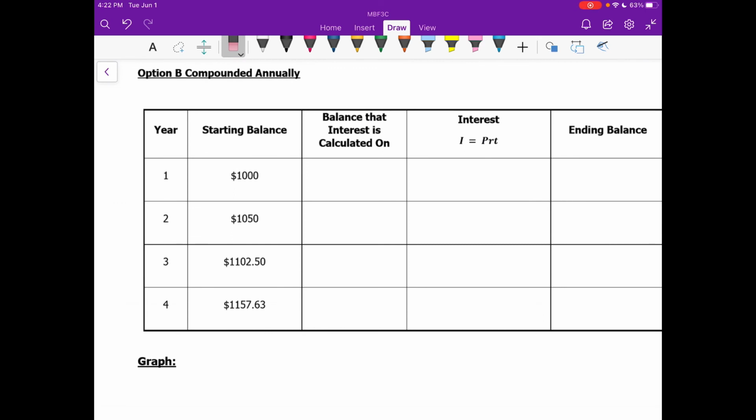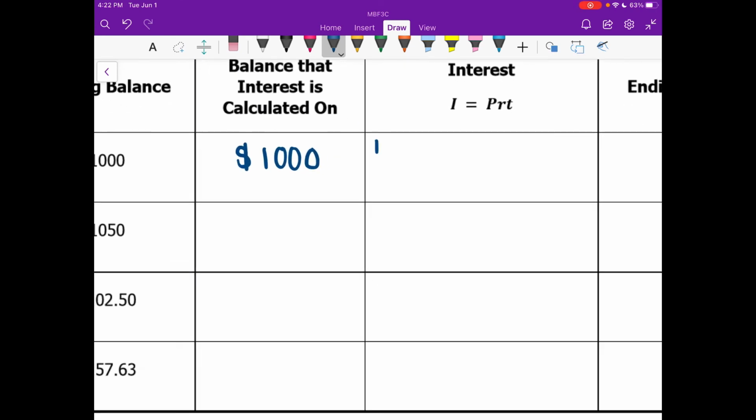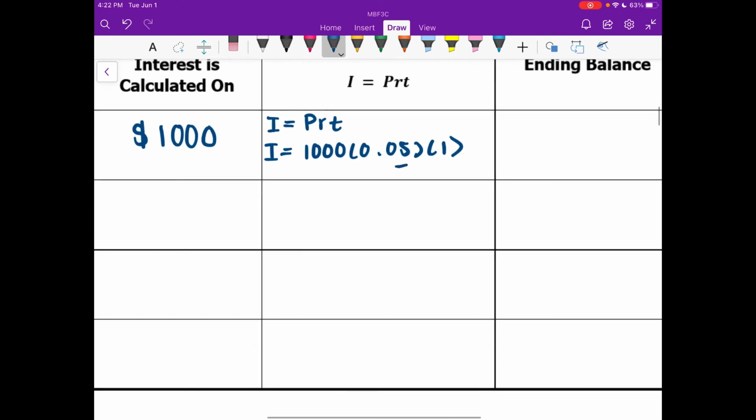And this one's the one that's a little bit more complicated, and it's for a good reason. Okay? So let's go look at how much our balance is being charged on this year. So you start off with $1,000, so the balance is being calculated on $1,000. So let's do I equals PRT. Same thing. I is equal to your principal, which is 1,000, times the rate, which is 0.05, times the time, which is 1 year, right? And that's going to be $50.